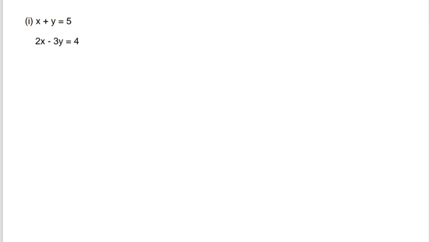The first one is x plus y is equal to 5, 2x minus 3y is equal to 4. So for the elimination method, we have the first equation as x plus y is equal to 5, and the second equation as 2x minus 3y is equal to 4. Now let's see the variables. In the first equation x plus y, that is 1x plus 1y. Here in the second equation, 2x minus 3y.